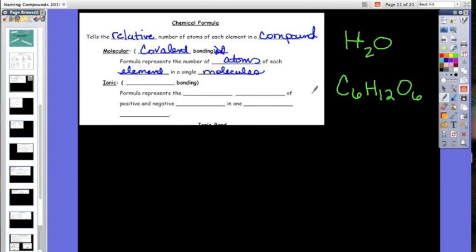Now, for ionic bonding, we're talking about metals and nonmetals bonding together, and we call this the formula unit. Actually, we don't really call this a molecule. So this is the simplest ratio of positive and negative ions in one formula unit.